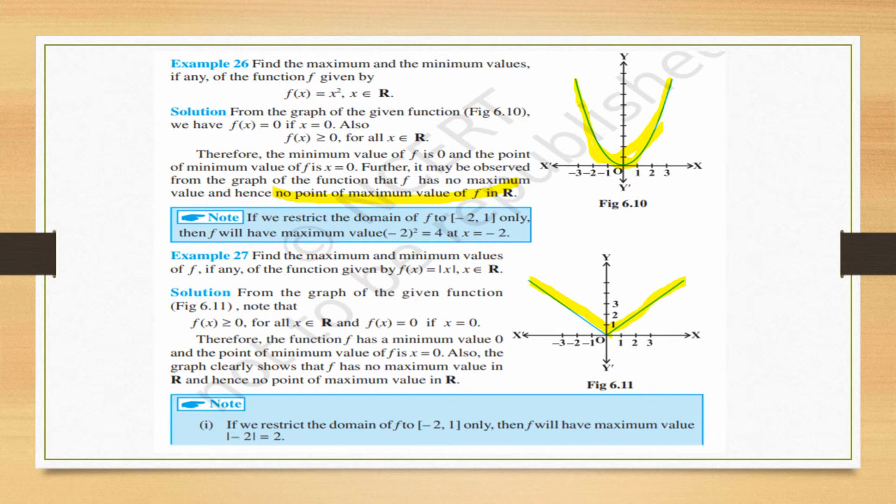Okay. Now here also f(x) is greater than or equal to 0 for all x belonging to R, and it will be 0 if x is 0. Now the function has a minimum value, and the point of minimum here also is x equal to 0. Also, the graph clearly shows that it again has no maximum value, and it is extending in both directions. Okay, so no point of maximum value in R. But again, if we restrict the domain to -2 to 1 only, then what will happen? As |-2| is 2, you will have your maximum value also.